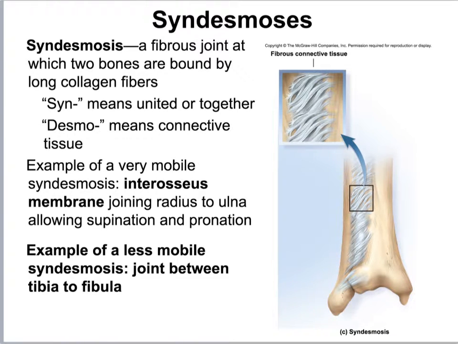You have a somewhat looser interosseous membrane between your radius and ulna, and that basically keeps your radius and your ulna from getting displaced from one another, from being moved relative to one another too much. But it's loose enough that it can allow your radius and ulna to twist relative to each other, which allows you to supinate and pronate your arm.